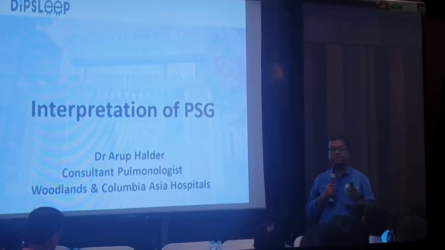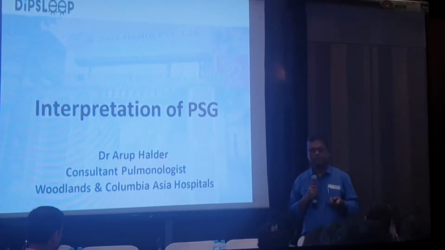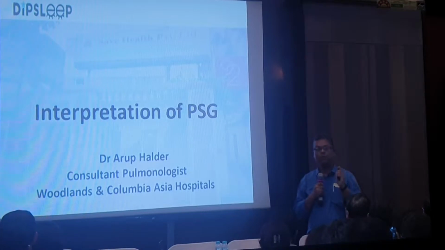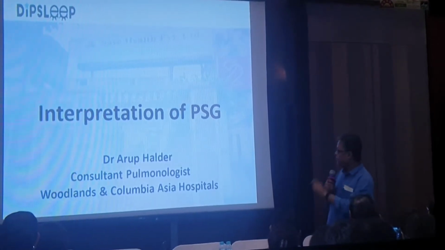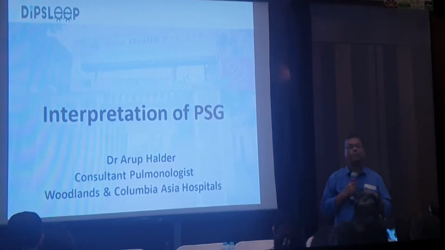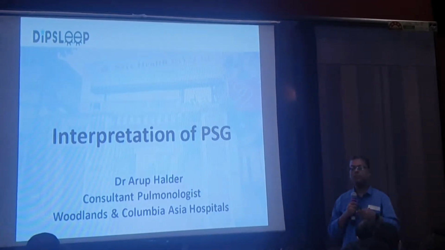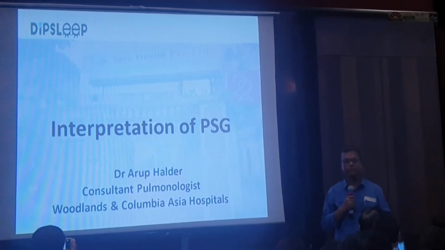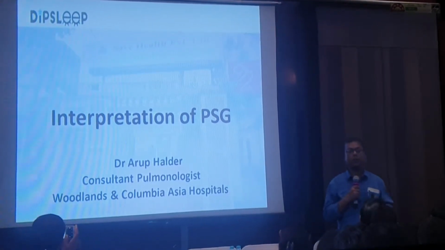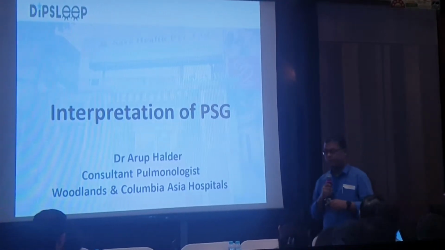In level 3, we measure a flow channel, effort channel, and pulse oximeter. And in level 4, we only measure a flow channel and 1 pulse oximeter. So in my presentation, I am going to discuss how we should interpret a level 1 PSG report. Because there are many things that are hidden in a PSG report, and apart from obstructive sleep apnea, you can diagnose many disorders, or at least you can get hints of many disorders from a PSG report.